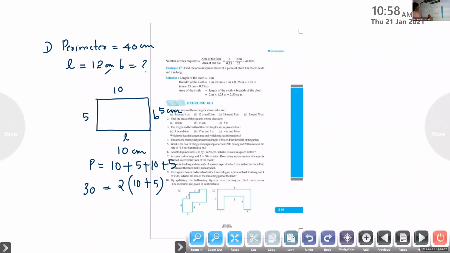Yes, ma'am. Then when you add 10 and 5, you will get 15, right? That 15 is the perimeter's half. Perimeter is 30. So that is 30 by 2, half, isn't it? 15. So when you add length and breadth, that is perimeter's half. Did you understand? 15 is 10 plus 5.